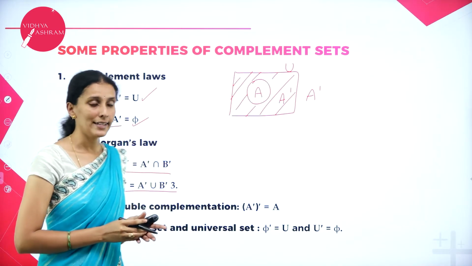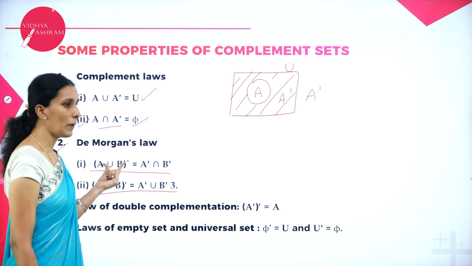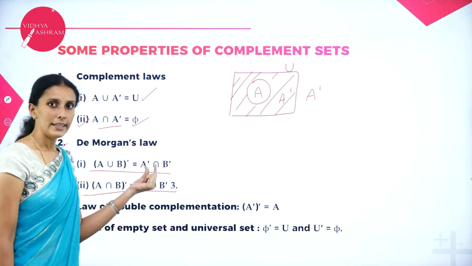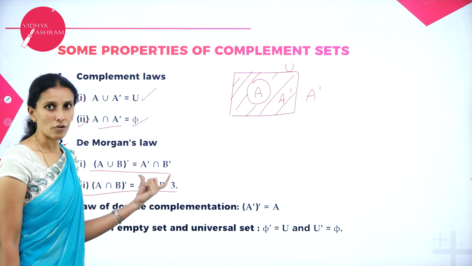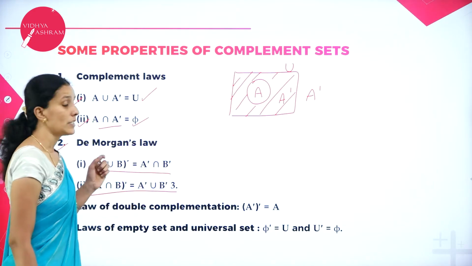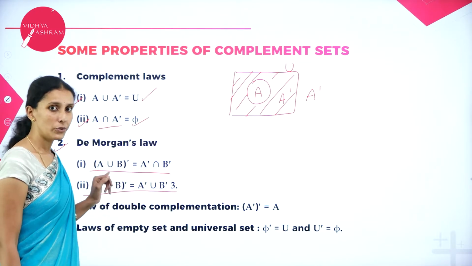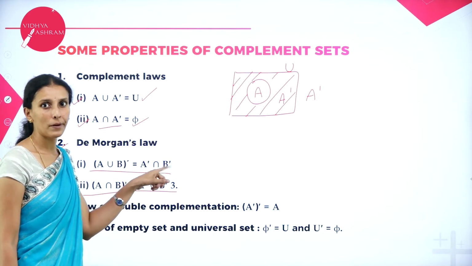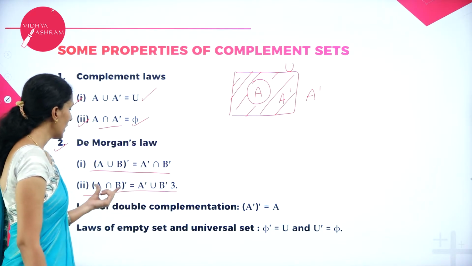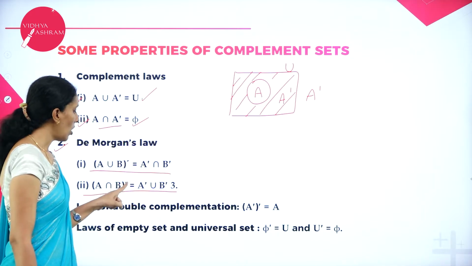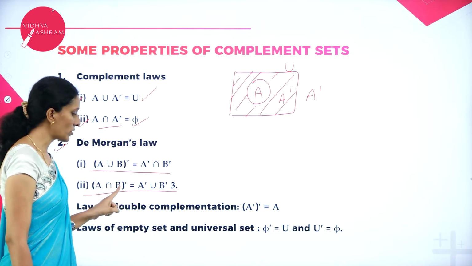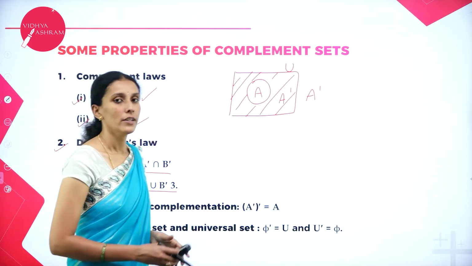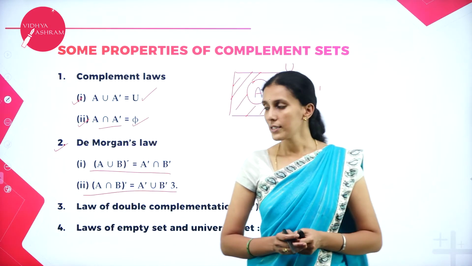So this can be said like this also. The complement of the union of two sets is equal to the intersection of the complements of the sets. And the complement of the intersection of two sets is the union of the complements of the two sets. So this is De Morgan's law.